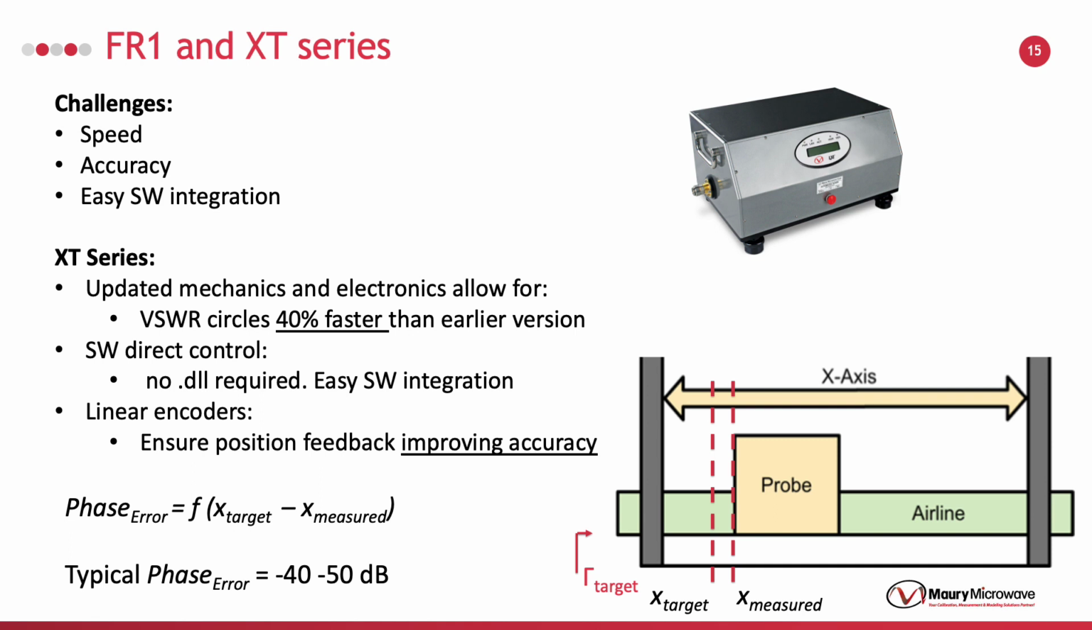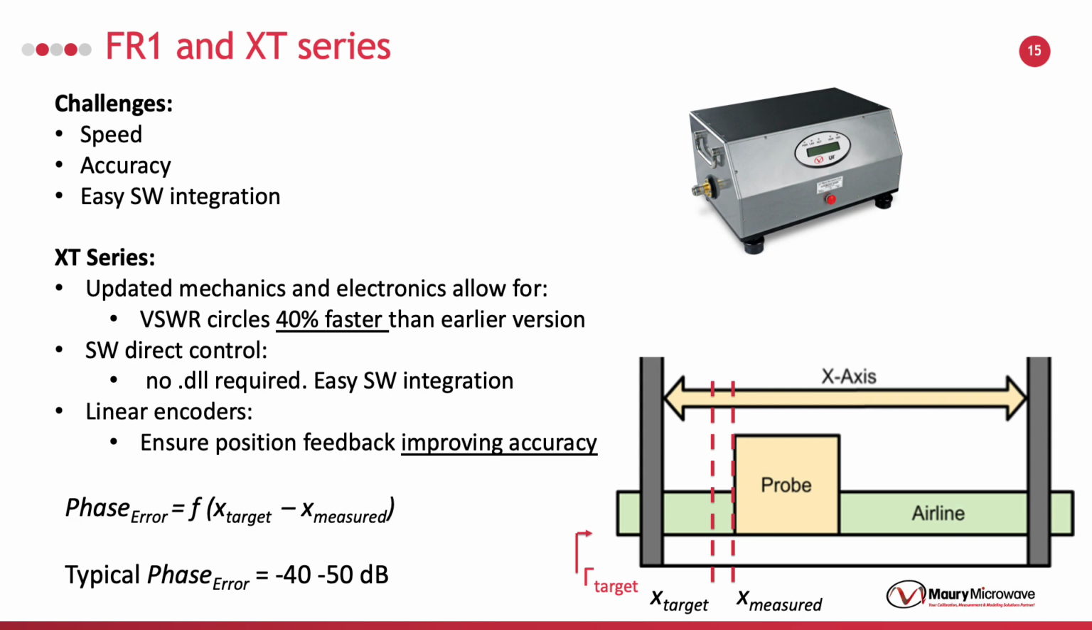For FR1, there is less challenge due to the lower insertion loss of components at these frequencies. XT series tuners represent the next evolution in tuner technology for FR1. Faster, more accurate, and more repeatable. Updated mechanics and electronics result in a 40 to 100% faster mechanical movement, 50 to 85% faster tuner characterization, and 35 to 40% faster VSWR tests.